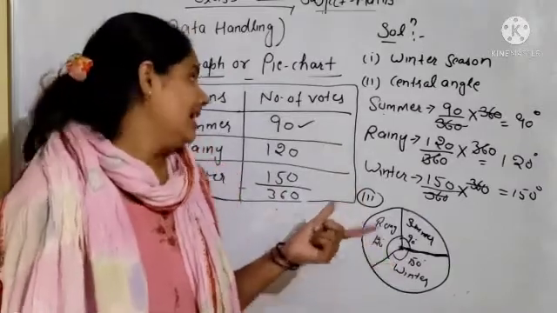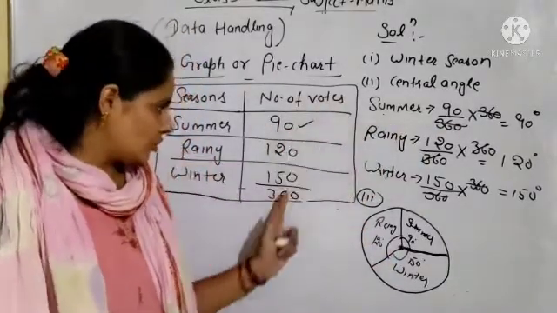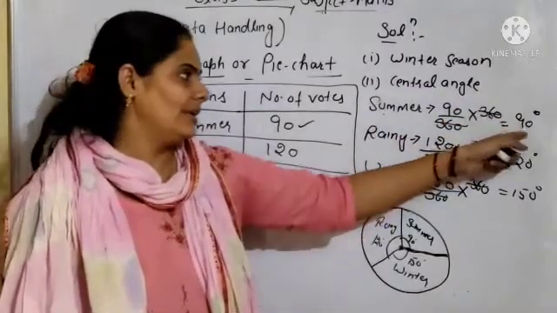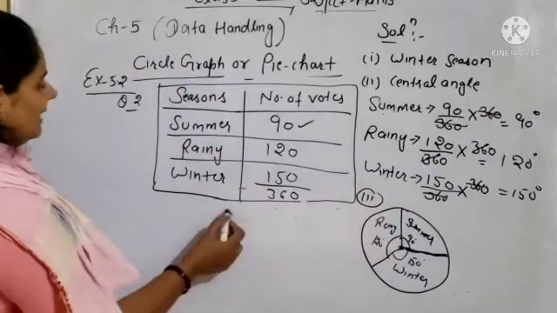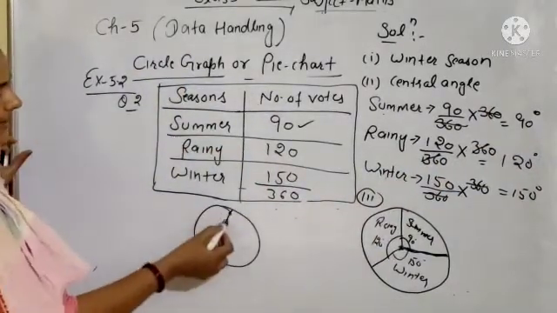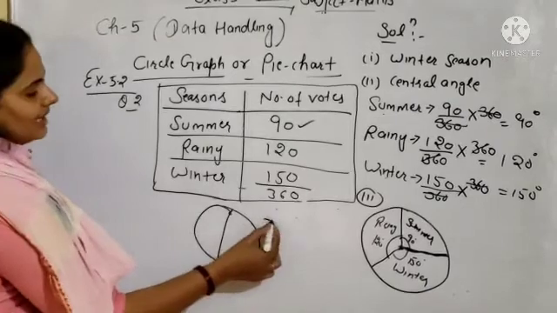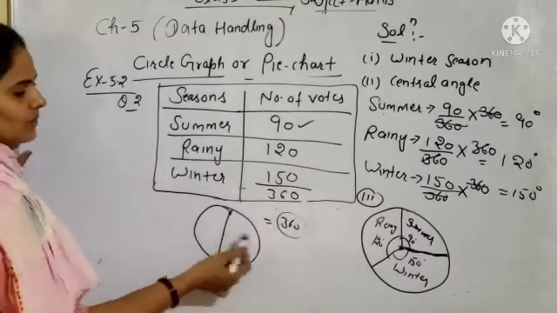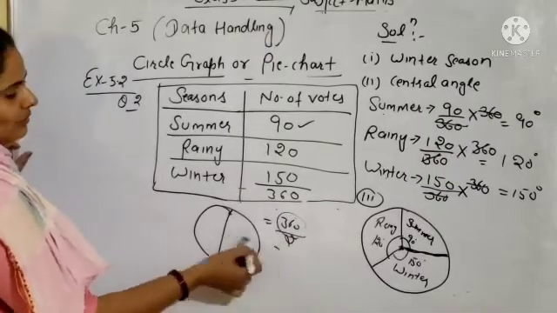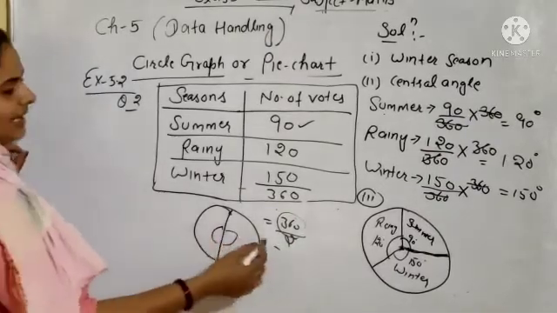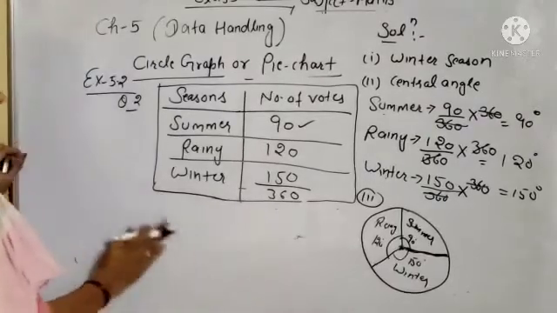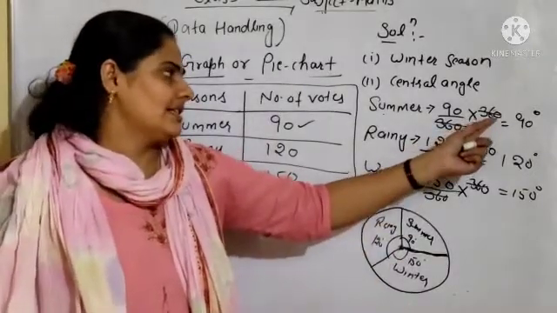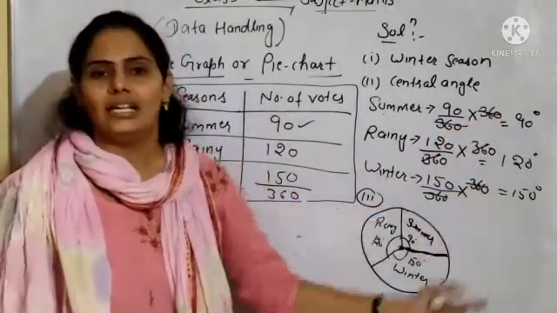What is the formula for that? Number of votes divided by total number of votes, multiplied by the complete angle, which is 360. Because you are dividing the complete circle into sectors, the complete angle is divided into parts. If you divide it into two parts, it will be 180 and 180 degrees. If you divide it into 3, it will be 120, 120, 120, but here the parts are not equal. So you multiply by 360, and it will be 90 degrees, 120 degrees and 150 degrees.